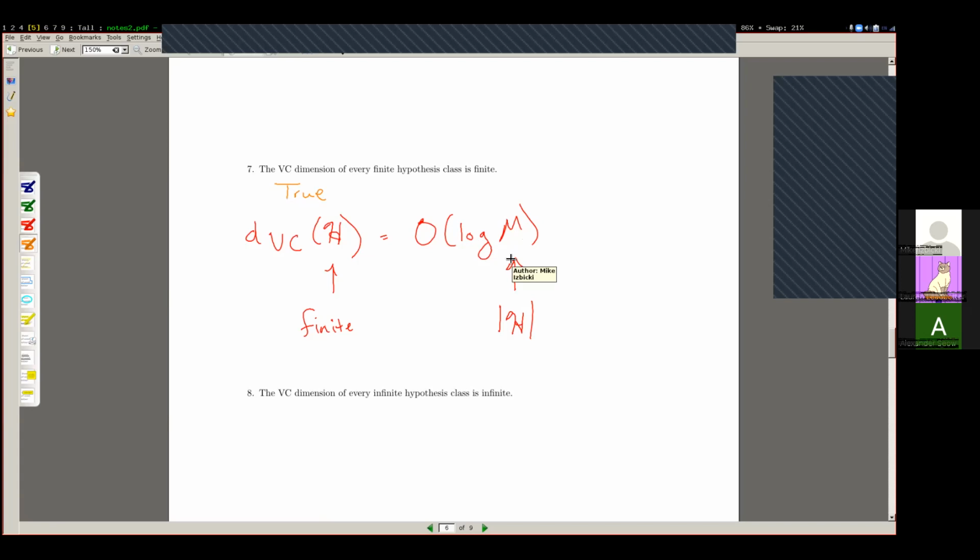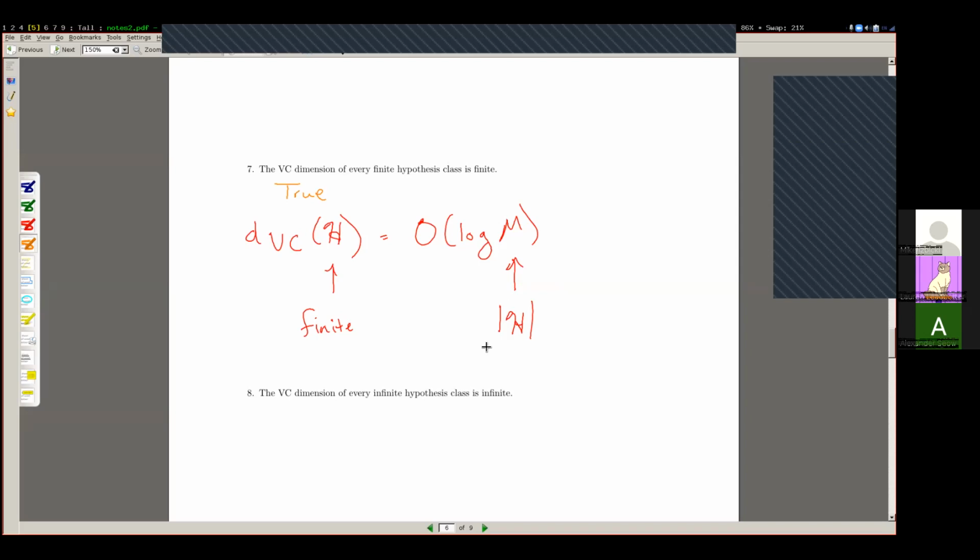I think in the textbook they give the exact formula, something like log base 2 of M plus maybe a weird constant. Any questions about number 7? So is that true all the time, or is it also true if it's infinite?